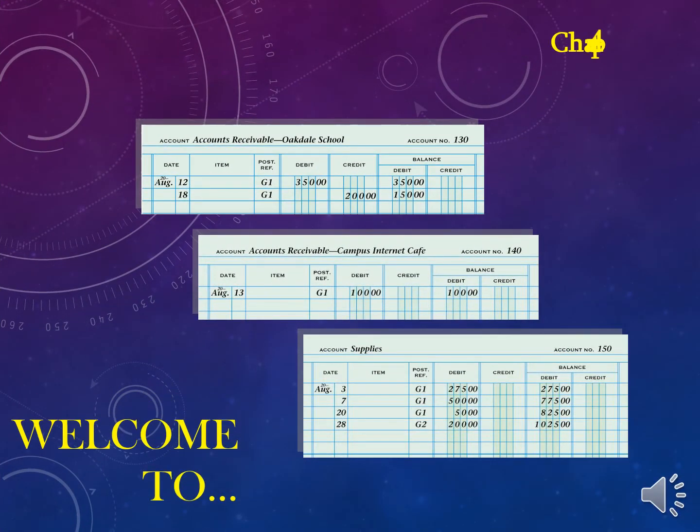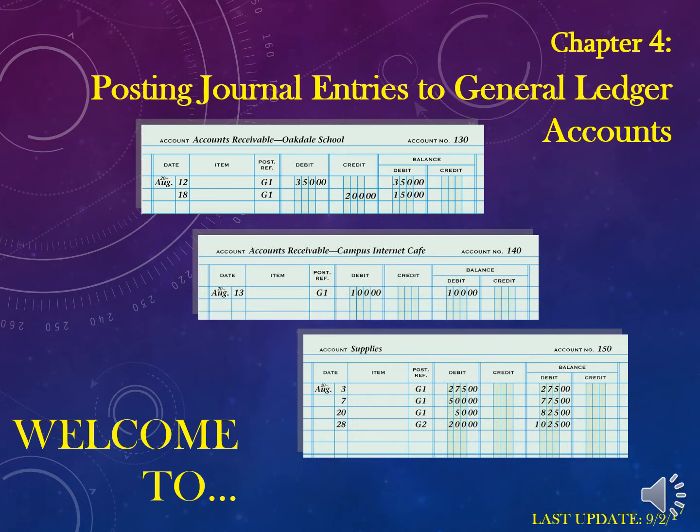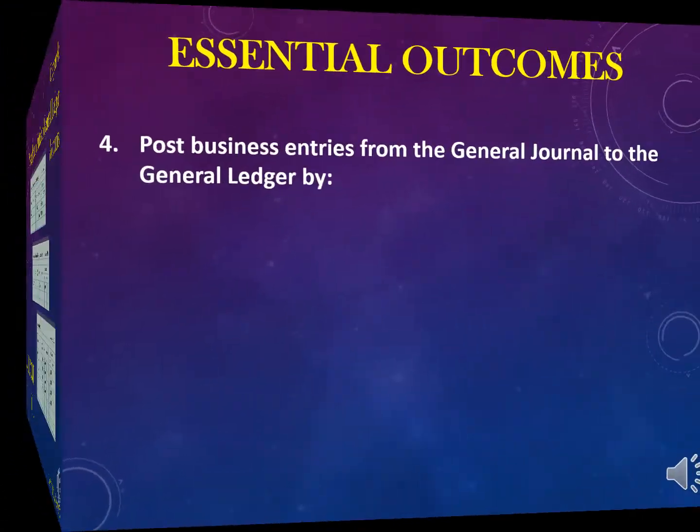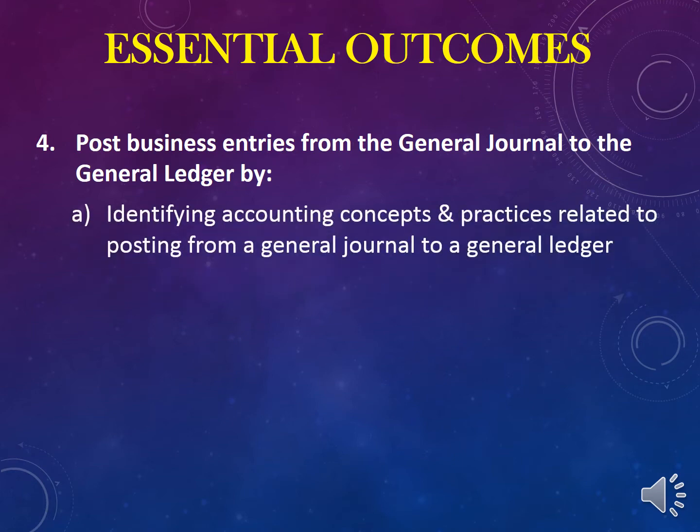Welcome to Chapter 4, Posting Journal Entries to General Ledger Accounts. The essential outcomes for Chapter 4. You will be able to post business entries from the General Journal to the General Ledger by A.